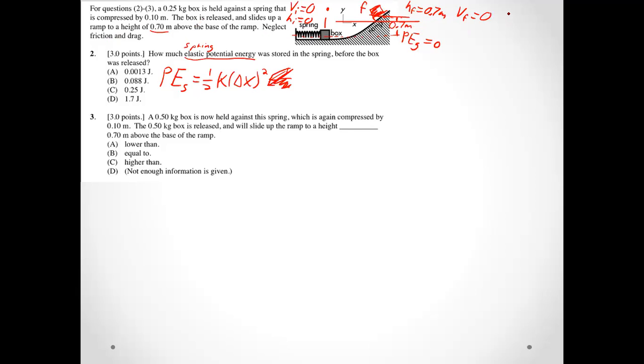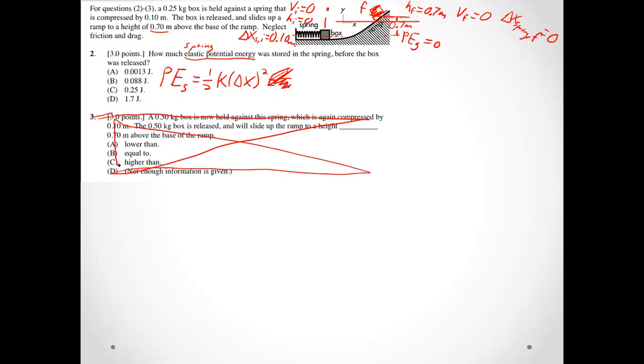The spring's delta X final is equal to zero. The spring's not compressed at all at the end. At the beginning, the spring is 0.10 meters. Okay. So I'm actually going to cross this out. We'll do this problem on another slide.